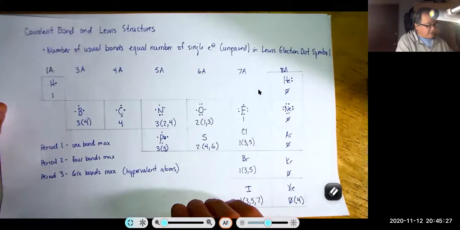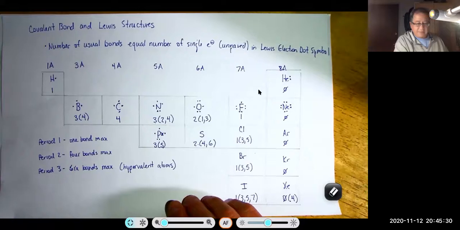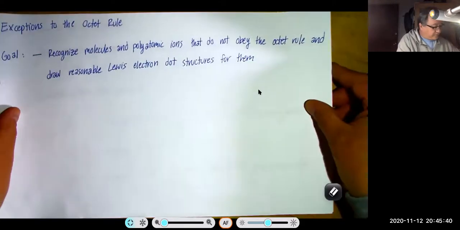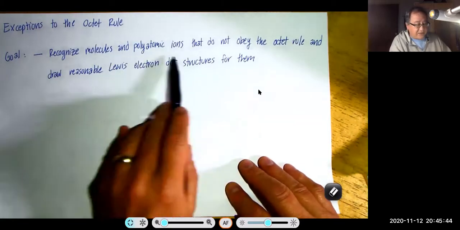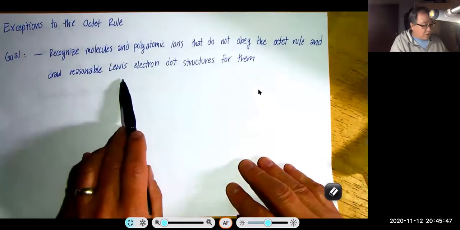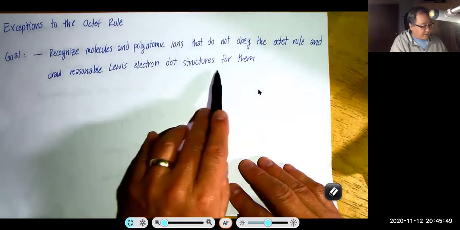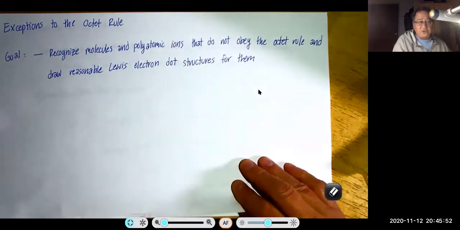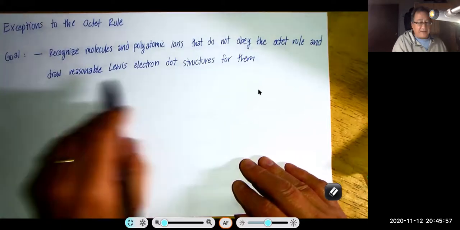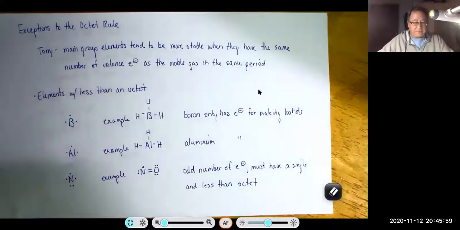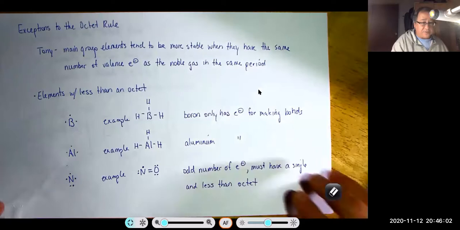So that's a covalent bond and Lewis structures and the number of bonds things normally like to make. So now let's take a look at exceptions to the octet rule. We want to recognize molecules and polyatomic ions that do not obey the octet rule and draw reasonable Lewis electron dot structures for them. Right now, we're just going to be introduced to those that have exceptions to the octet rule. We'll practice drawing them later.